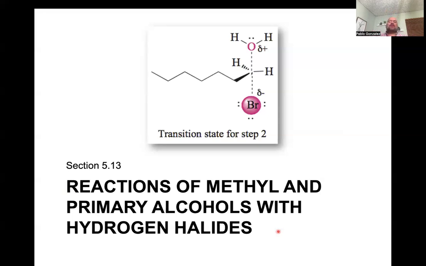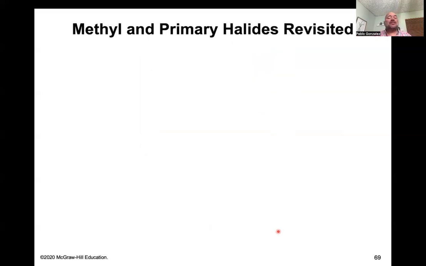Now, what happens then with the methyl and primary alcohols? Because we have been talking about the tertiary and secondary alcohols, okay? And remember, tertiary and secondary always are going to produce carbocations. That's why they go through unimolecular nucleophilic substitution. So now, what happens with the primary? What happens with the methyl group? Can they make this type of reaction with hydrogen halides to create alkyl halides? The answer is yes, okay? But it's going to go through a different mechanism.